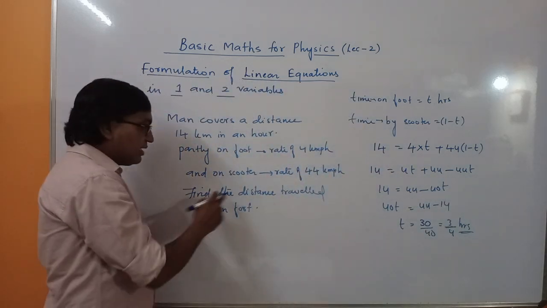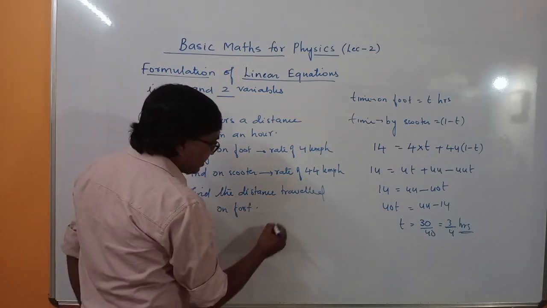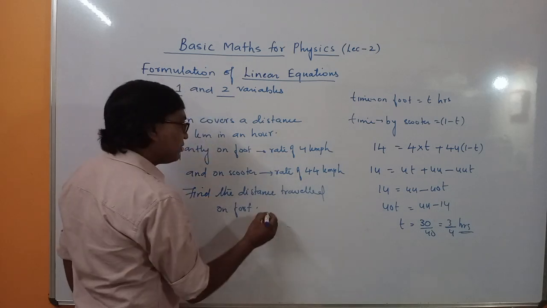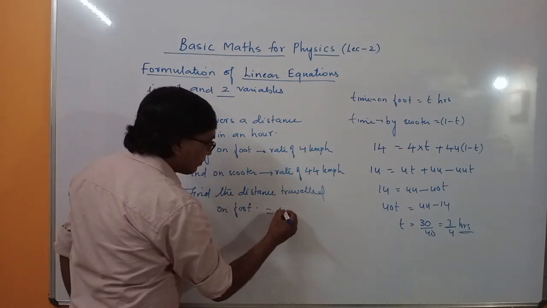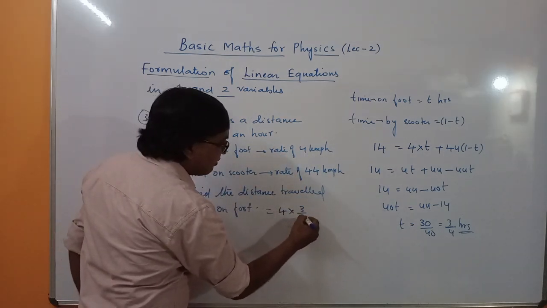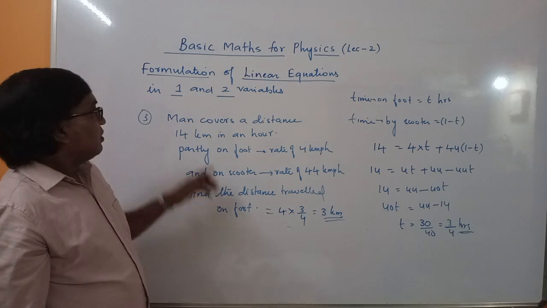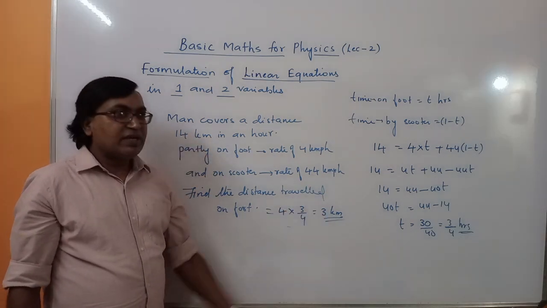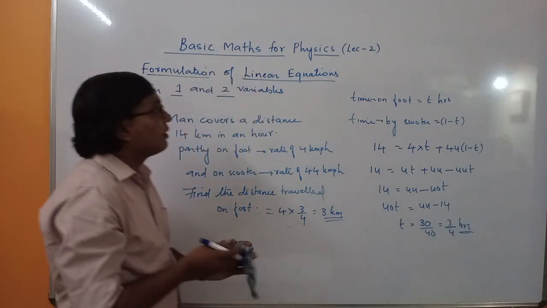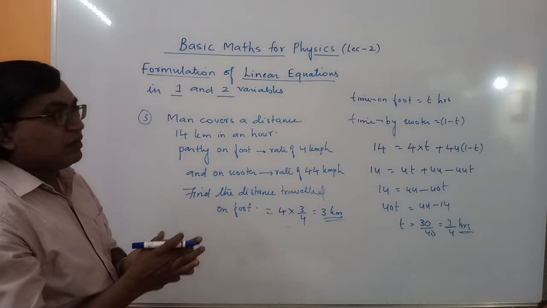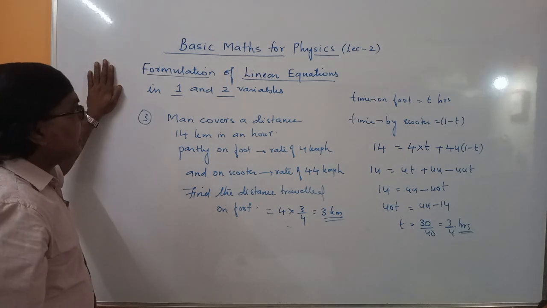Now what you have to find out? Find the distance traveled on foot. So how much distance has he traveled on foot? So distance traveled on foot will be equal to speed, so speed by foot is 4, and the time for which he has traveled is 3 by 4. So that is 3 kilometers. So out of this 14 kilometers, he has traveled a distance of 3 kilometers by foot and 11 kilometers by scooter. Okay? Now next problem.